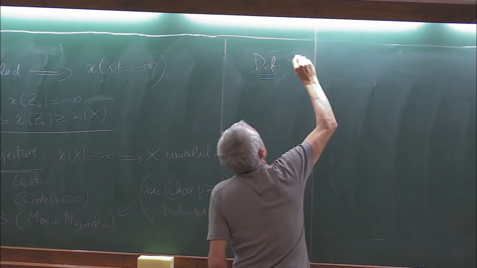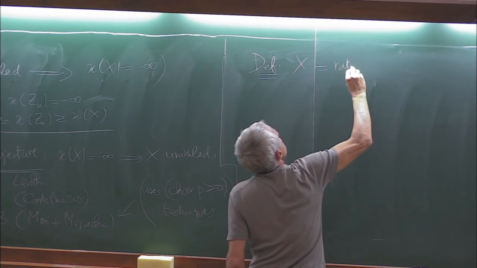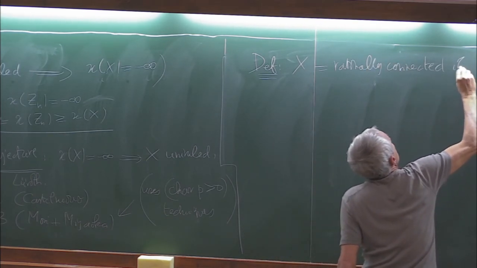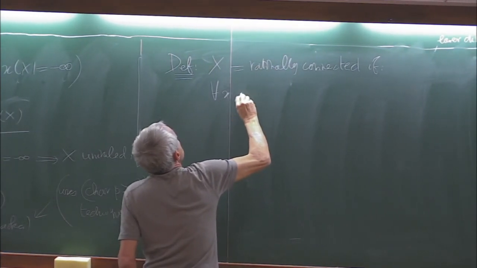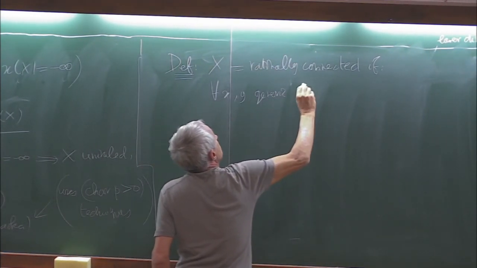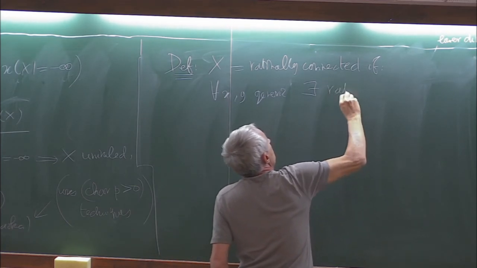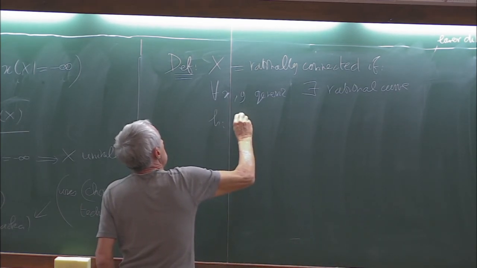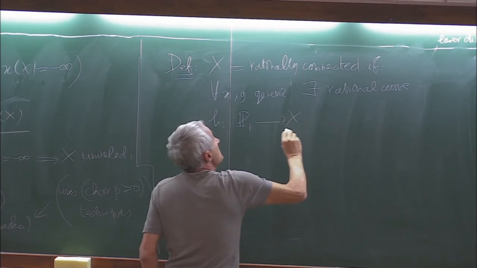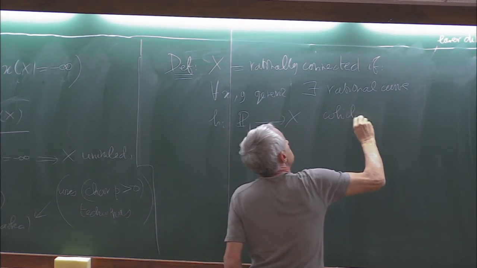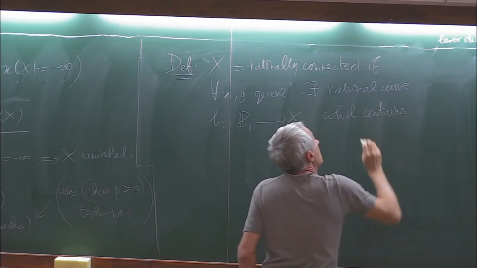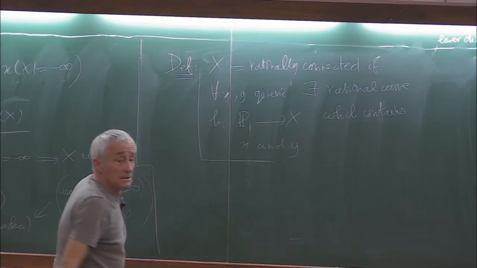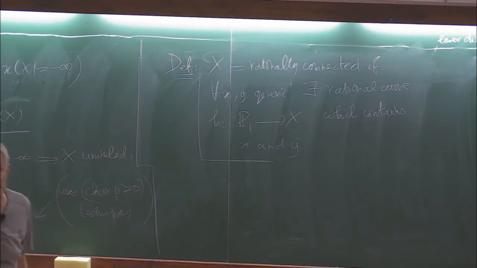The definition is that X is rationally connected if for any x, y generic, there exists a rational curve h from P1 to X which contains x and y. So you have this definition.